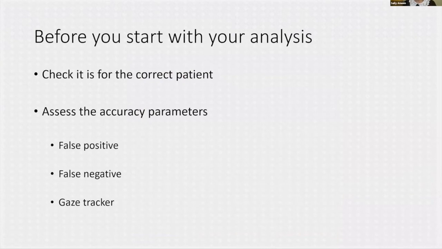It kind of just gives you an idea of how useful that visual field is going to be, because if it already has lots of false positives and false negatives, and the gaze tracker shows that the movement is all over the place, it probably does mean it may not be the most accurate, but it will give you some useful information nonetheless.